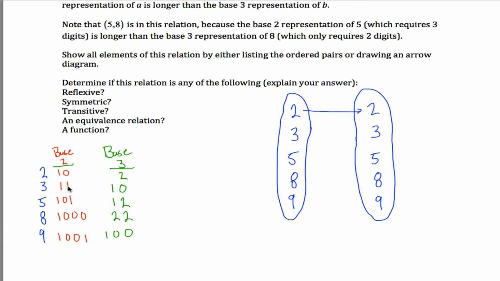What about 3? Well, for 3, it's going to be the exact same. I'm going to draw an arrow from 3 to 2, because the base 2 representation of 3 requires 2 digits, but the base 3 representation of 2 only requires 1 digit. And much like with 2, I'm not going to draw any more arrows from 3 because there are no other elements in my set whose base 3 representation uses less than 2 digits. What about 5? Well, my base 2 representation of 5 requires 3 digits, so I'm going to draw an arrow from 5 to any elements over here whose base 3 representation requires less than 3 digits. It looks like that's everything except for 9. So from 5, I'm going to draw an arrow to 2, 3, 5, and 8.